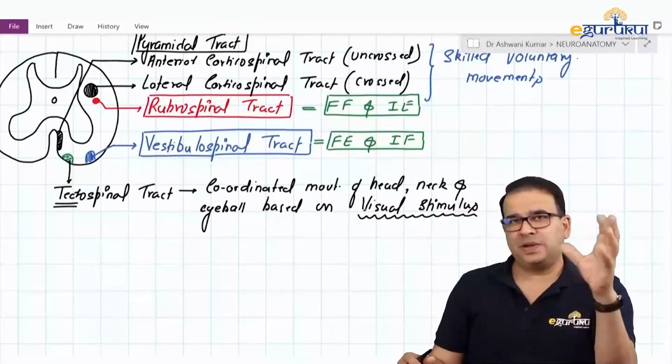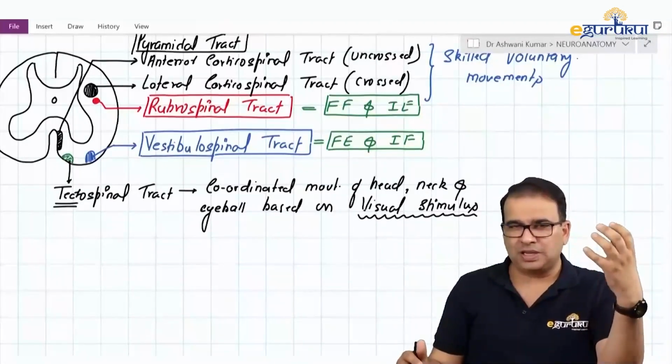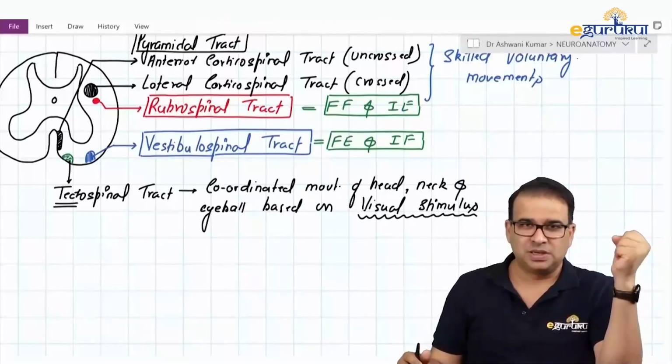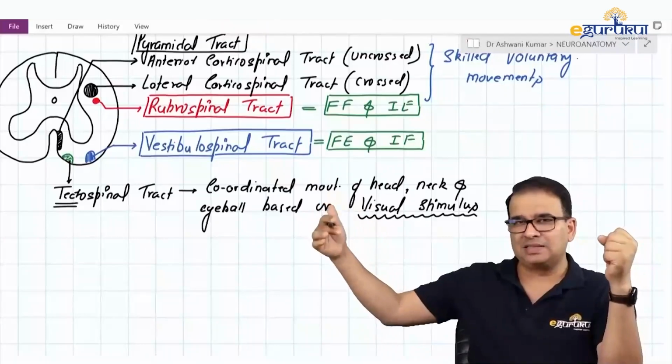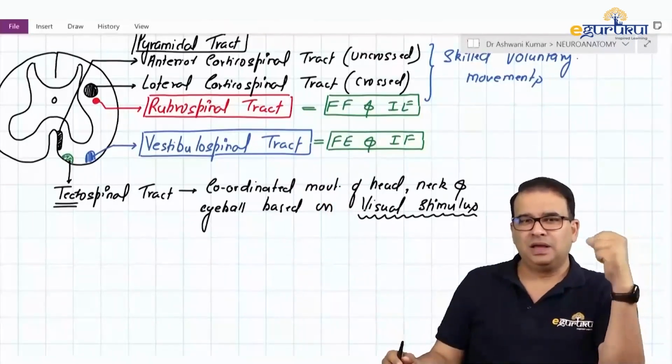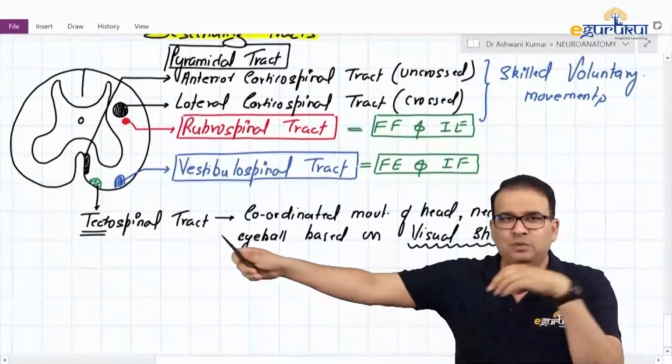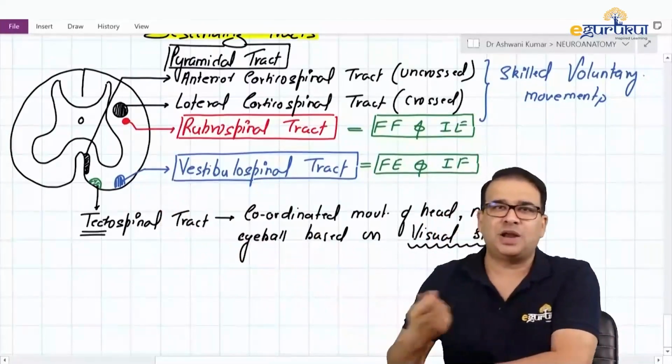Location of the tract is, guys, very important. I told you the location. If you know the location, then you can actually deal with the image based questions, because if you know the tract is present on the anterior side, the question might be, if there is an injury to the anterior most part of the spinal cord, then which tract will be gone?